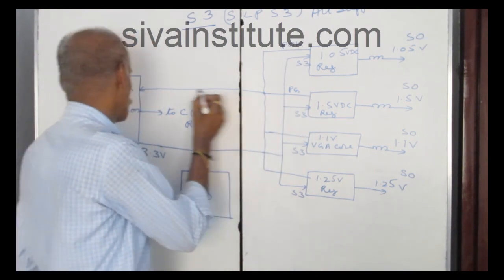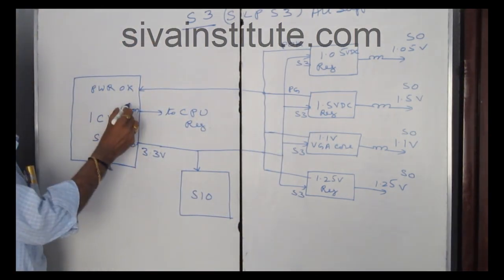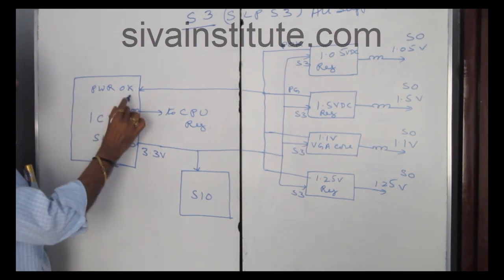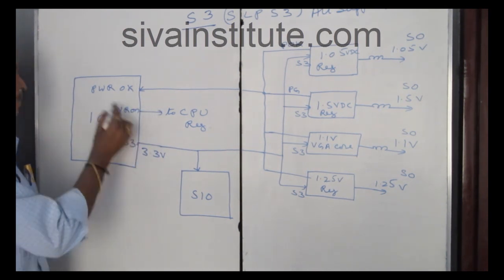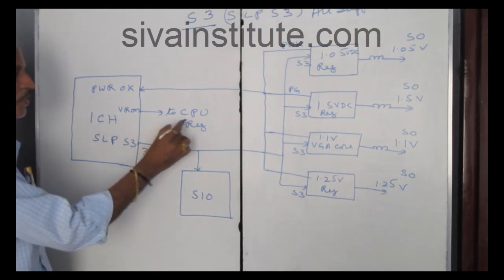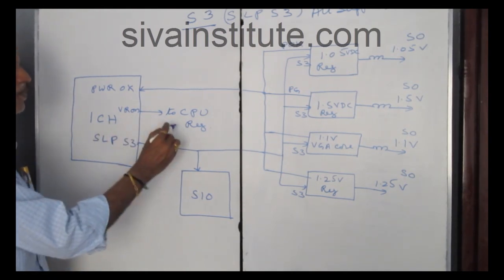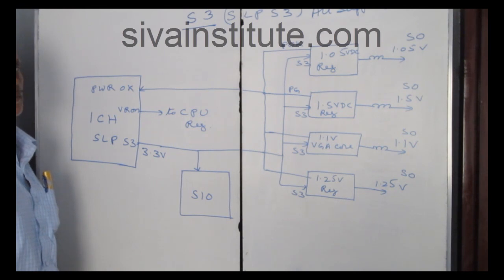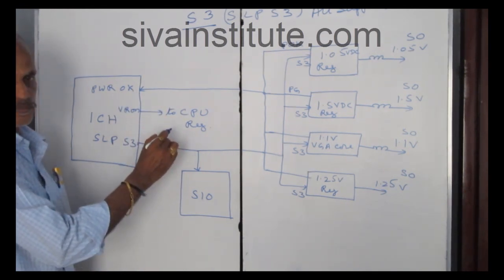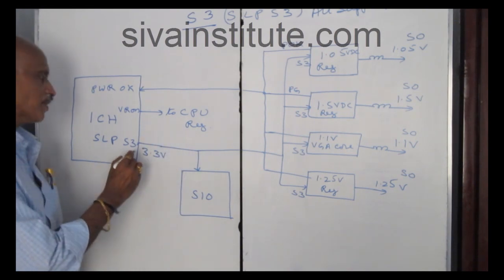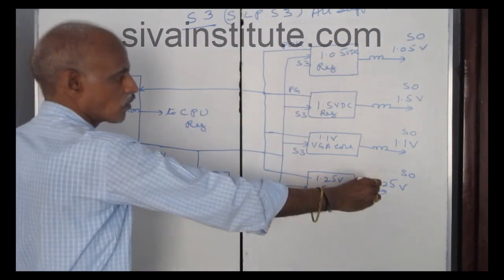This voltage goes to the ICH power OK pin. When this voltage comes here, this IC releases VR on voltage to the CPU regulator. After that, the CPU regulator will start function. Without this command, this will not come out from this regulator. So SLP S3 command input and S0 output.